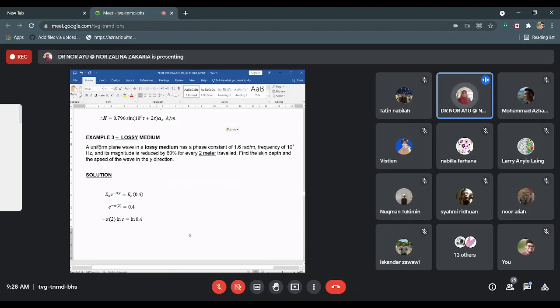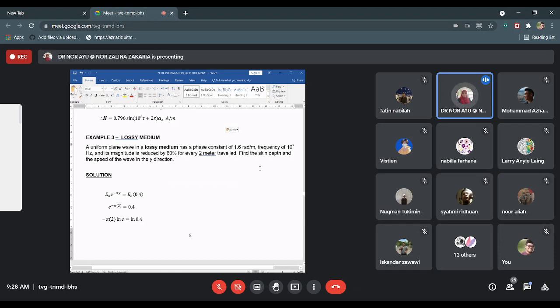Okay, in this question it already mentions that this is a lossy medium. Of course, because it says the magnitude reduces 60% every 2 meter. We know that the magnitude or the amplitude reduces only in a lossy medium. In free space it will not reduce. So how to find the skin depth and the speed of the wave in the y direction.